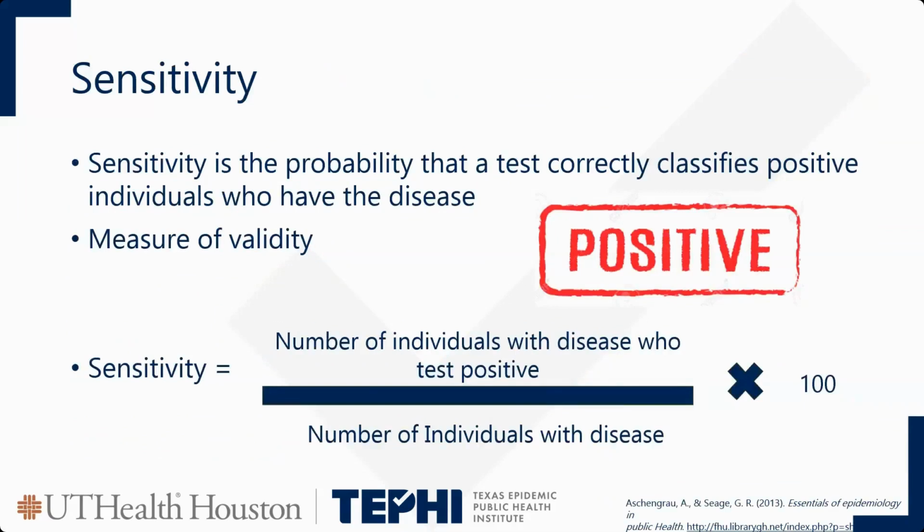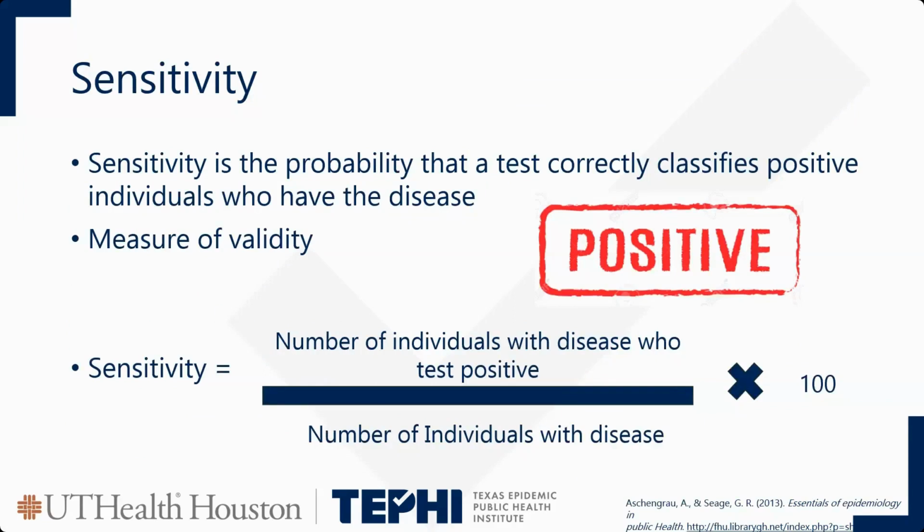The next principle we're discussing is sensitivity and specificity. Sensitivity is the probability that a test correctly identifies positive individuals who have the disease. Sensitivity is a measure of validity, which can show how valid a laboratory or diagnostic test is. This is calculated by taking the number of individuals with the disease who test positive divided by the number of individuals with the disease multiplied by 100. So the higher the number, the more sensitive the test is.